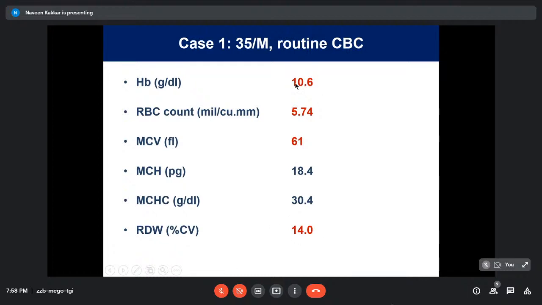Why not iron deficiency? Because there is gross erythrocytosis. For a hemoglobin of 10.6, an MCV of 61 is too low. Hemoglobin should have dropped more. And an RDW of 14 means hardly any poikilocytosis, which you see in iron deficiency. So here the indices are actually pointing to a diagnosis of beta thalassemia.